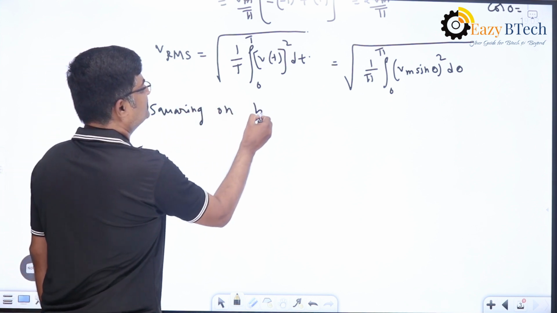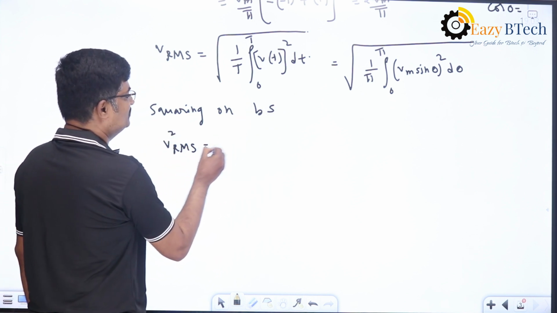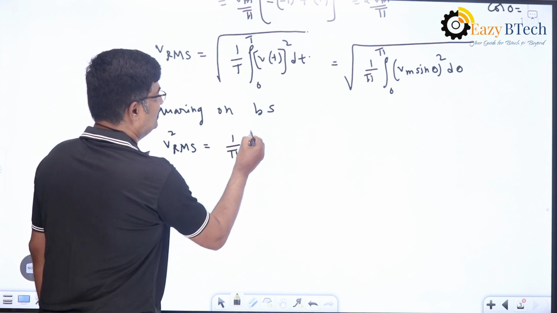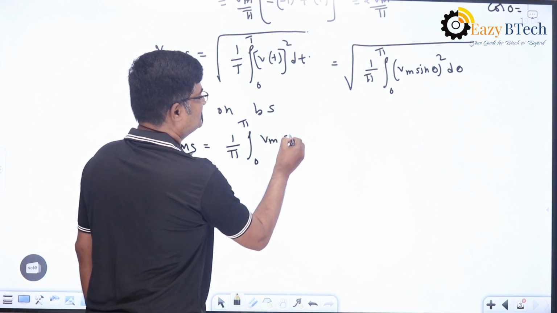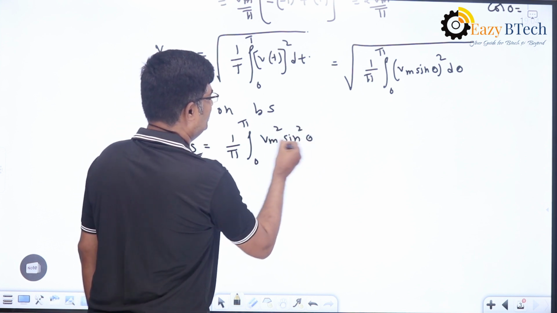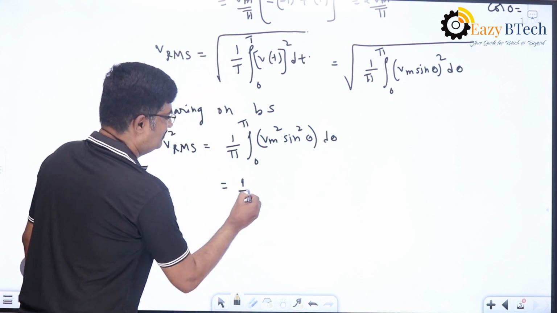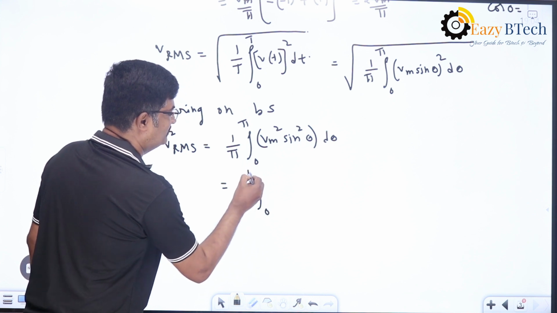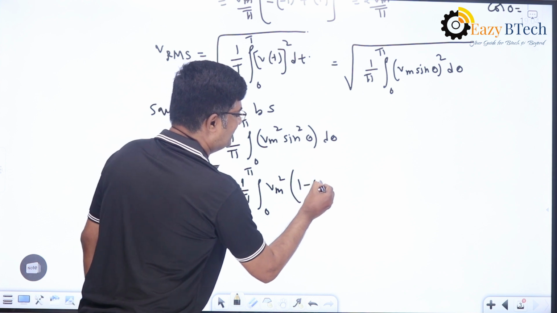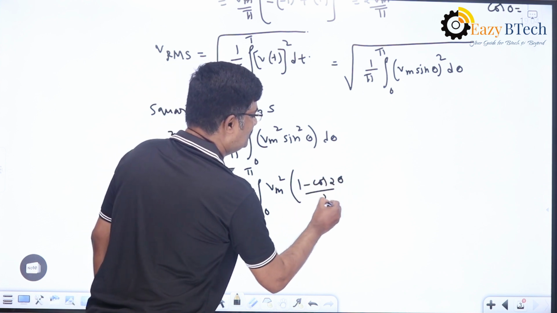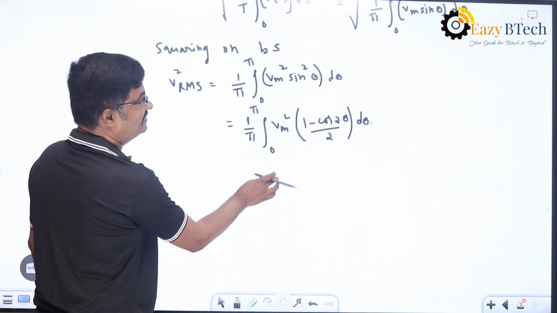on both sides. When I am squaring on both sides, V square RMS is equal to 1 by pi integral 0 to pi Vm square sin square theta into d theta I will be having, which I will be writing as 1 by pi integral 0 to pi Vm square sin square theta, which I will be writing as 1 minus cos 2 theta by 2 into d theta. This is one method what I am having.